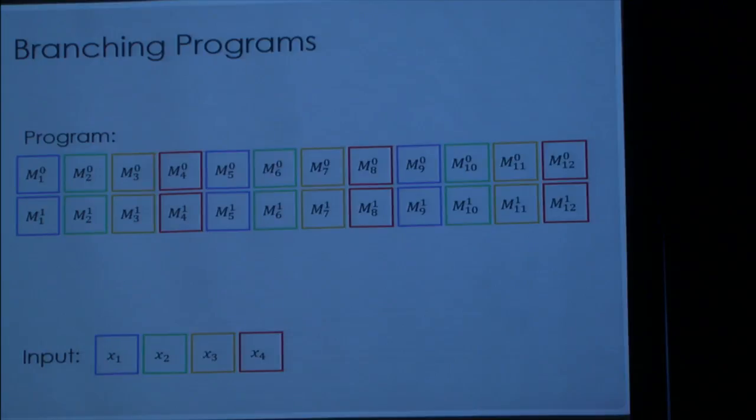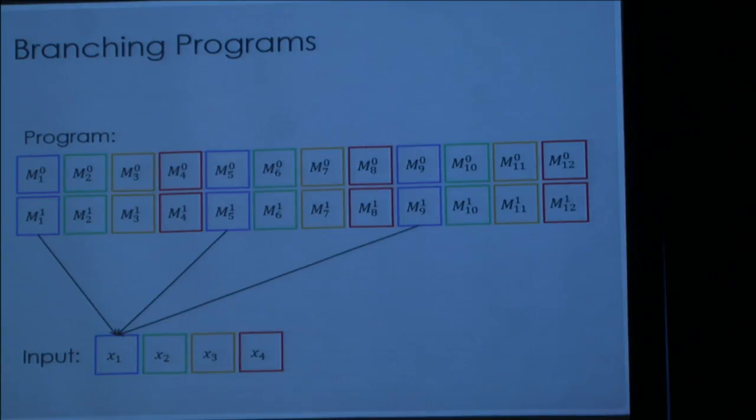Now, this program also has an input. And every level of the branching program is associated with one of the bits of the input. So here, we denote this with colors. So all the blue levels are associated with X1. So from now, our slides are going to become much more colorful.